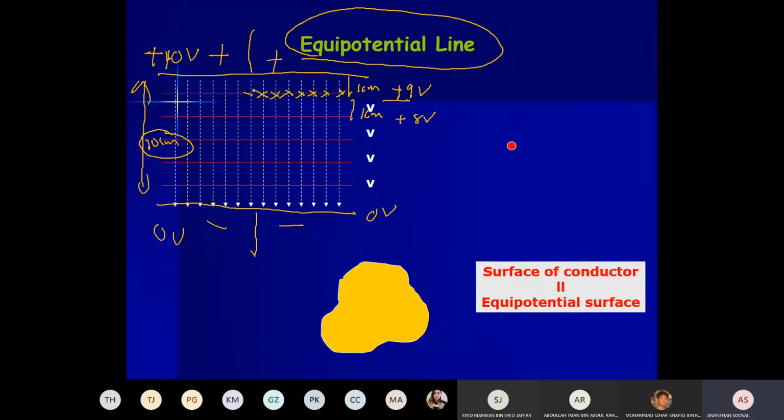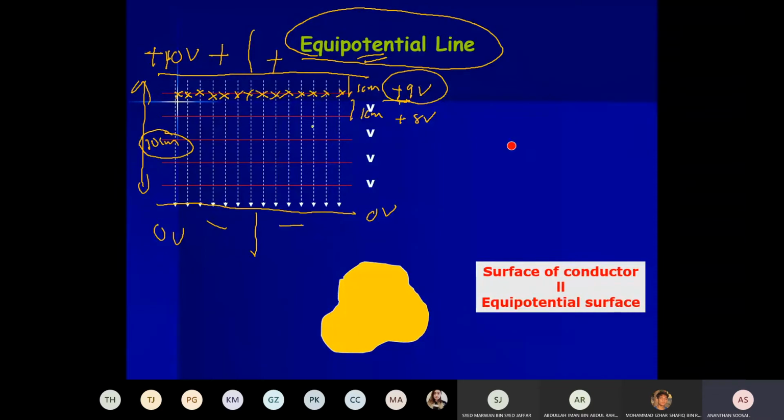The potential here is the same, which is how much? Positive 9 volt. That red line is called an equipotential line. An equipotential line means a line where the potential is the same. This line has something special.